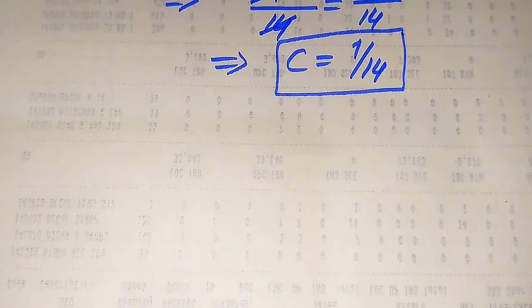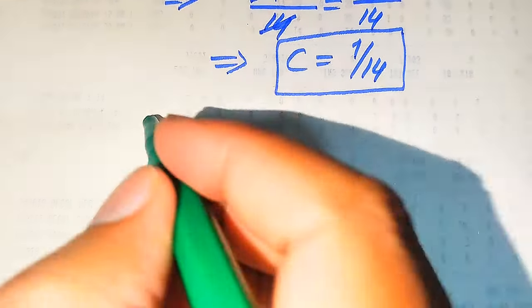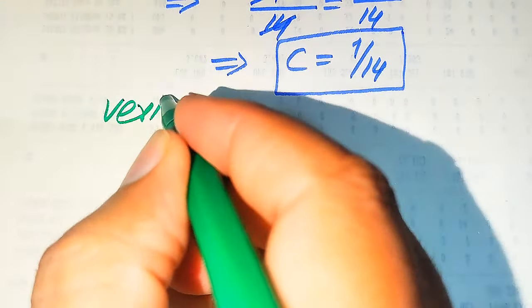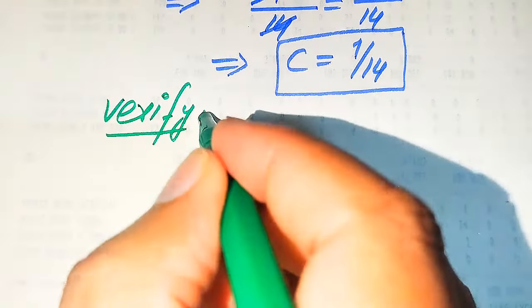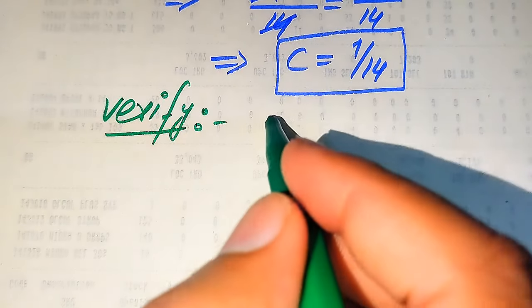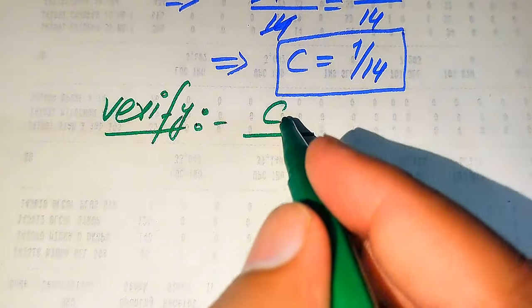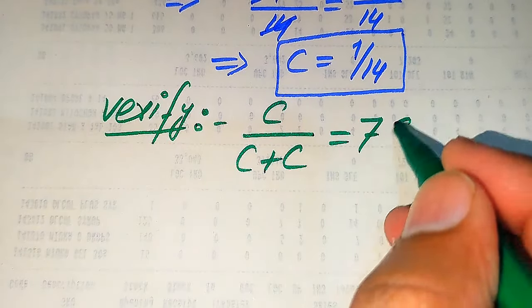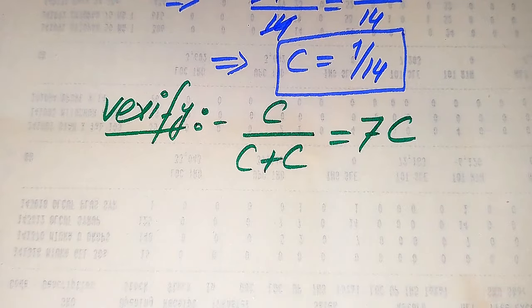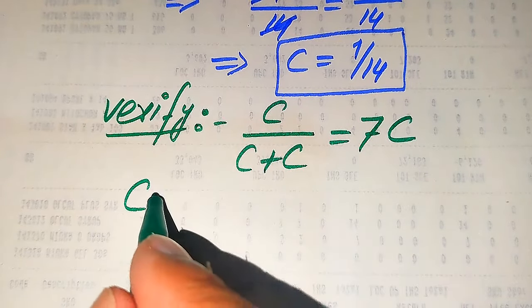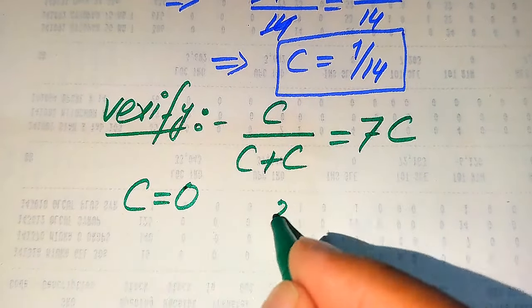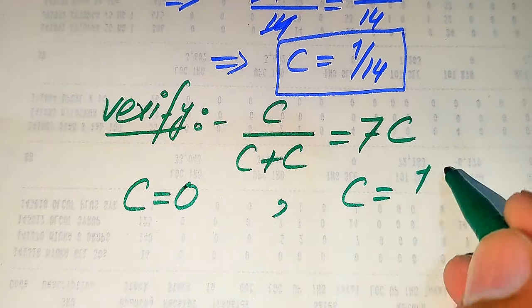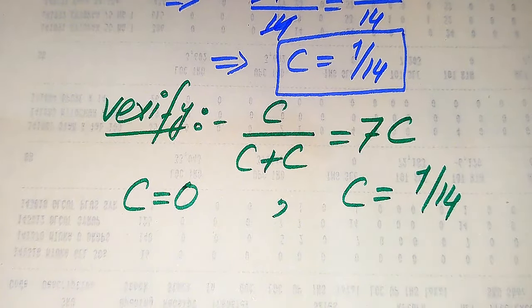And in the next step we need to verify which of these two values are solutions or which of these two values are extraneous roots. So for this we need to copy down the given question statement here, and the given question statement is c divided by c plus c is equal to 7 times c. So this is our given question statement, and here we verify c is equal to 0, and here we will verify c is equal to 1 divided by 14.